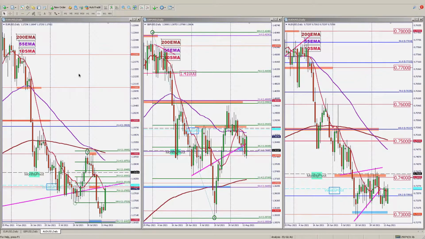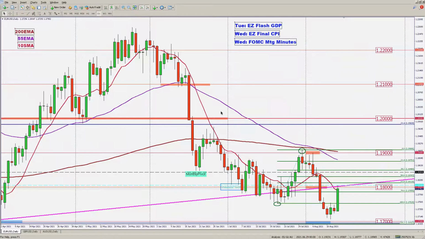And this is the weekly technical analysis for the euro, the cable, and the Aussie dollar for the third week of August. Let's begin with the euro, where you can see a strong bullish move on the Friday.